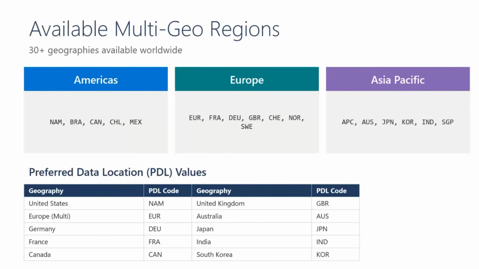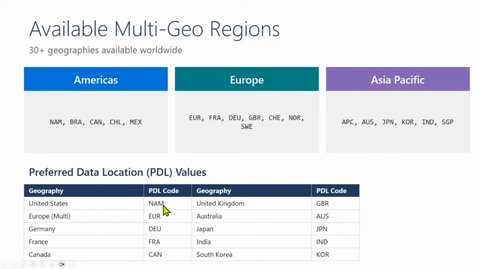Currently there are 30+ geographies available from Microsoft. If you divide them into three regions: America, Europe, and Asia Pacific. You will see in this table below, for example, United States, that each geo has its short name.